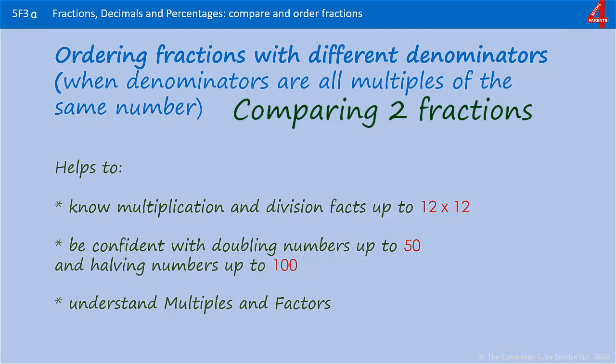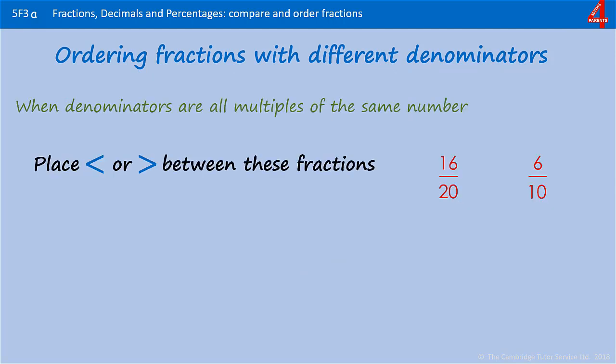You're going to place the symbol smaller than or bigger than between the two fractions, 16/20 and 6/10, to show which one is bigger than the other. Just a quick reminder, this symbol will show that 16/20 is smaller than 6/10, and if we put in the symbol this way round, it will show that 16/20 is bigger than 6/10.